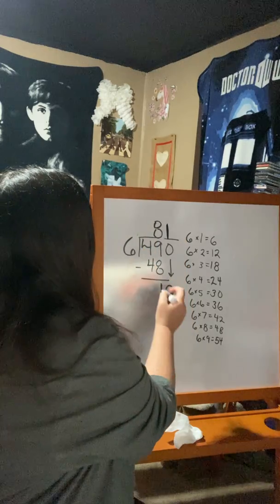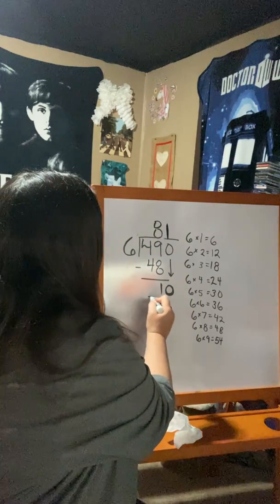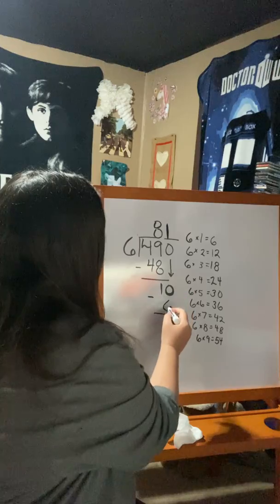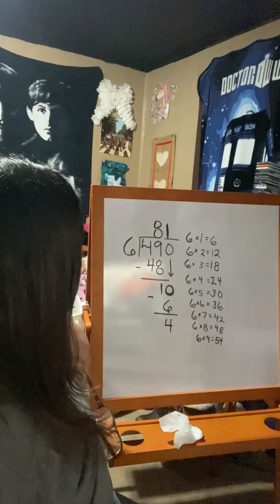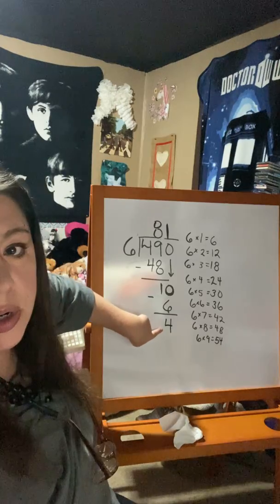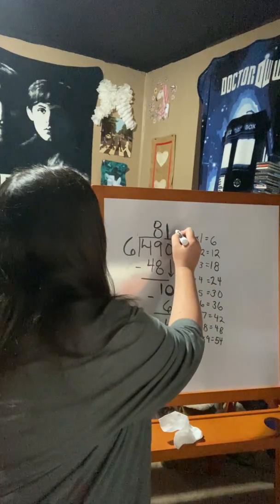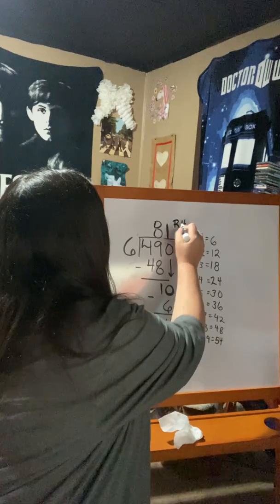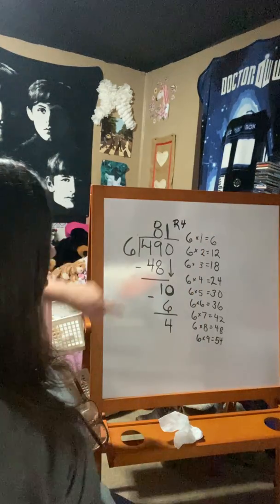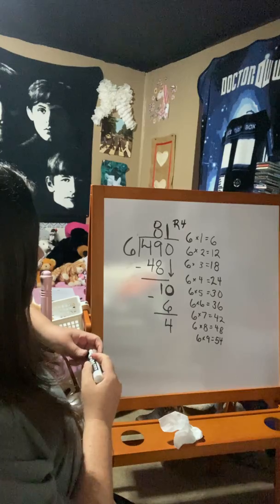6 times 1 is 6. Subtract. 10 minus 6 is 4. And there's nothing to bring down right there, so this is your remainder. So 6 will go into 490 81 times with a remainder of 4. This is part of your answer.